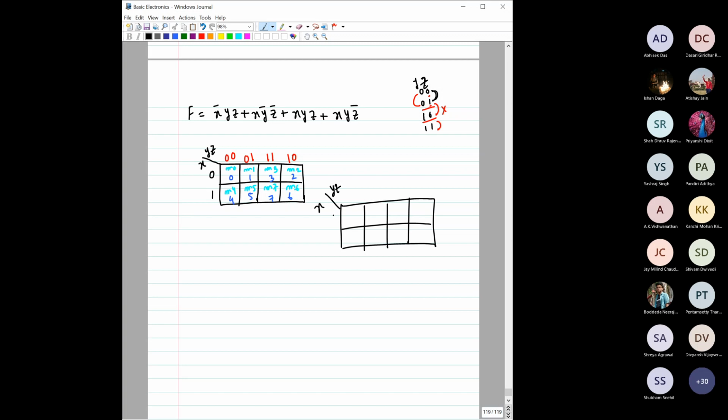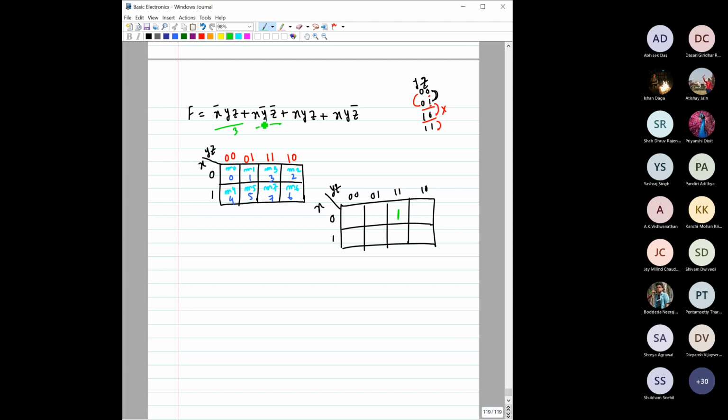X, Y, Z: 0, 1, 0, 0, 0, 1, 1, 1, 1, 0. Right? Let's see that. Let's put the numbers. Here it is X bar, Y, Z, which means 0, 1, 1. So this is basically 3. So where is this 3? 3 is here. Keep 1 here.